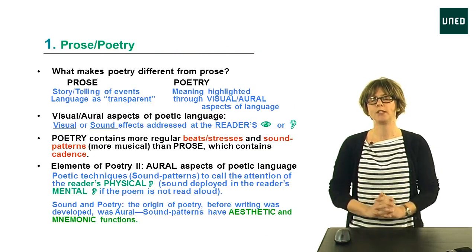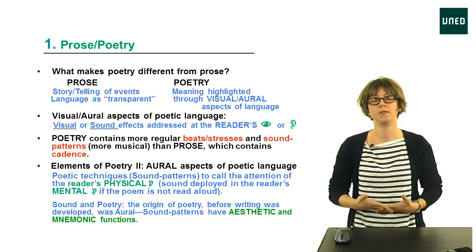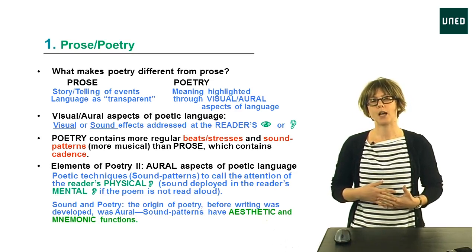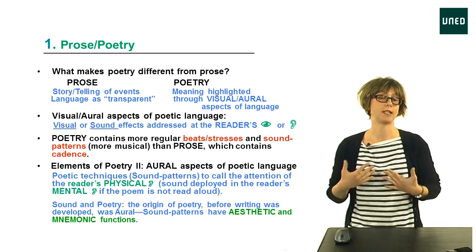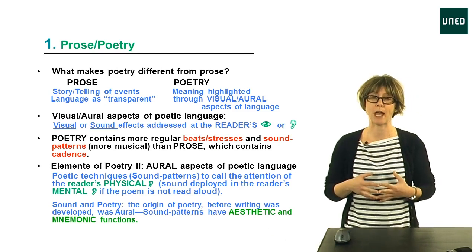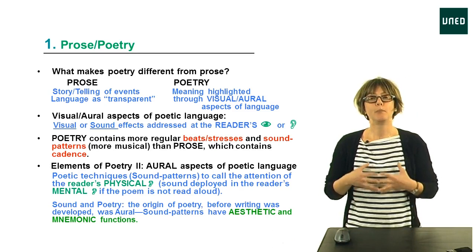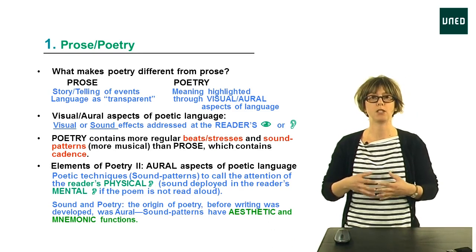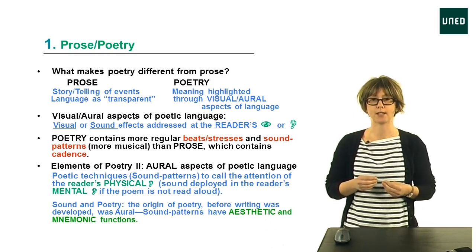What makes poetry different from prose? Prose, as we saw in the introductory video, Elements of Poetry 1, has the aim of telling the story or telling of events. Therefore, the language we use in prose is somehow more transparent than in poetry. The meaning in poetic language is highlighted through visual and oral aspects of language.